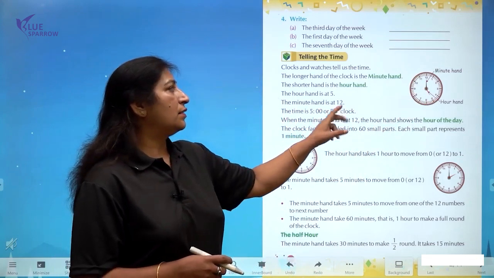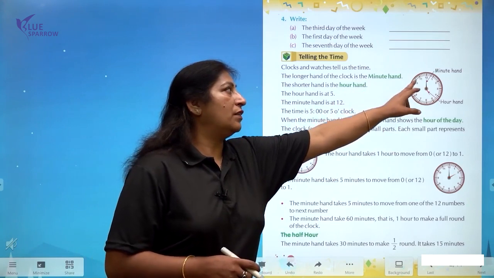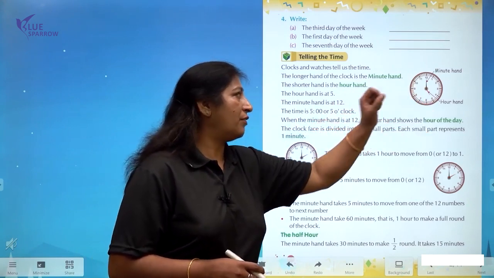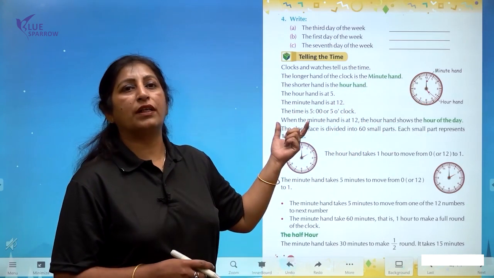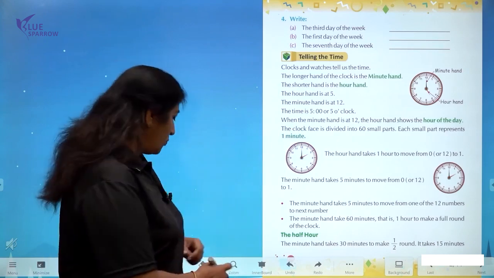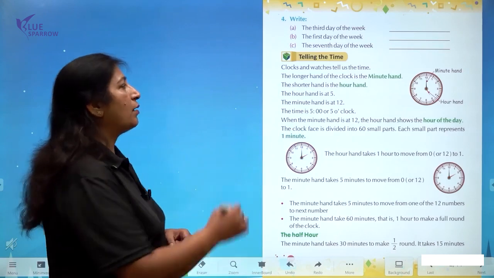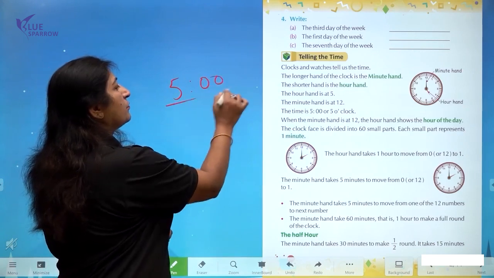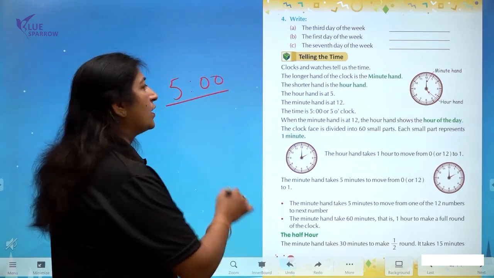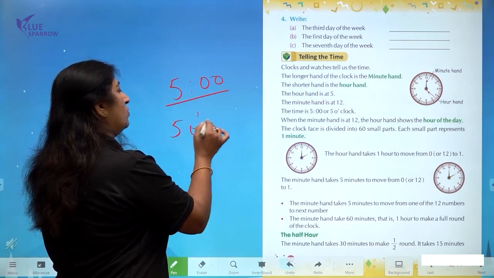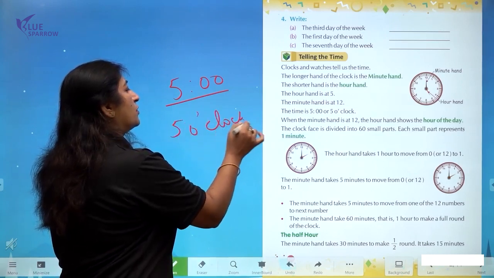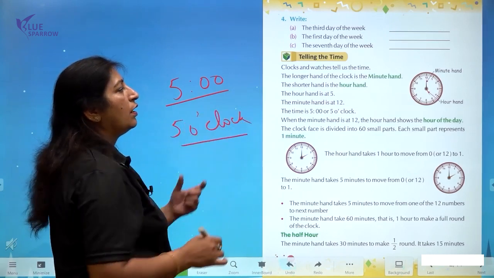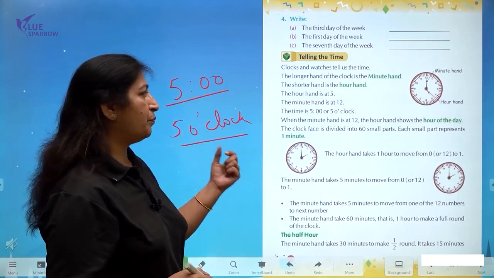In this picture, the minute hand is at 12 and the hour hand is at 5. It means it is showing the time 5 o'clock. You can write 5 o'clock in numbers as 5:00 and in words you can write it as 5 o'clock. Just put an apostrophe after the O. This time is 5 o'clock here.